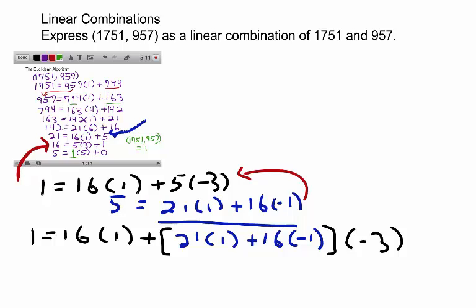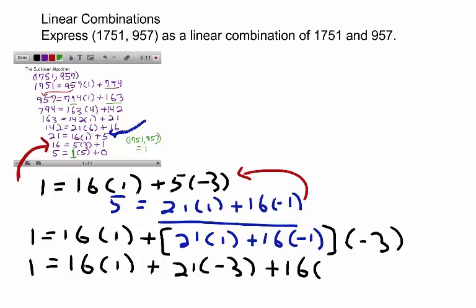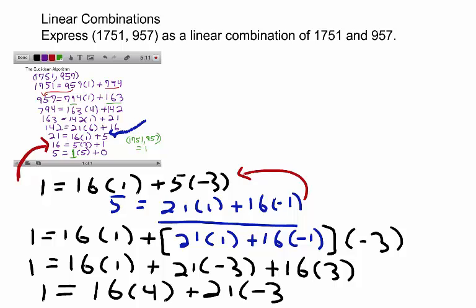We'll simplify the expression. So we have 1 equals 16 times 1 plus 21 times negative 3 plus 16 times 3. This becomes 1 equals 16 times 4 plus 21 times negative 3.